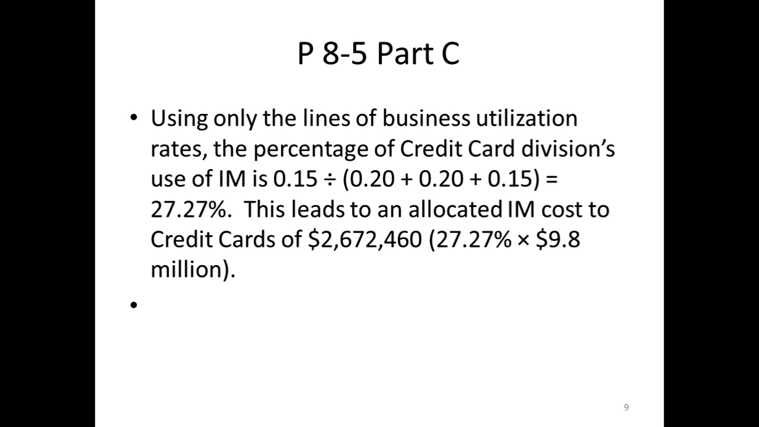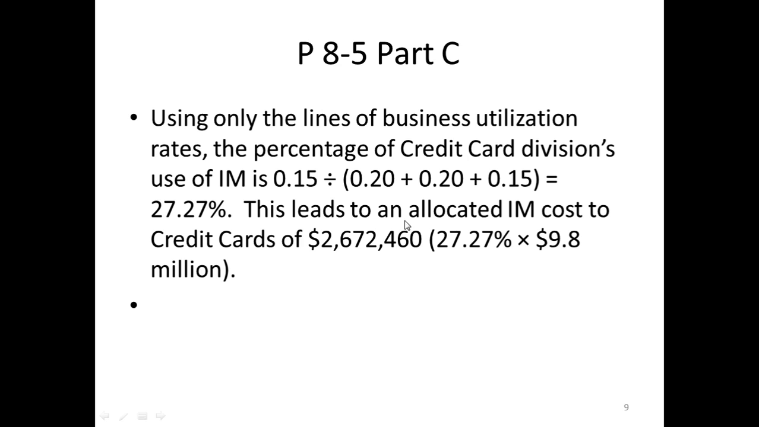In Part C, it asks us to do a direct allocation. Now, in a direct allocation, if you take a look at information management, the denominator for the purposes of allocation is 20 plus 20 plus 15, or 50. 15 out of 50 percent, or 27.27, goes to credit cards. And remembering that under direct allocation, the information management services are not allocated to any other service department.